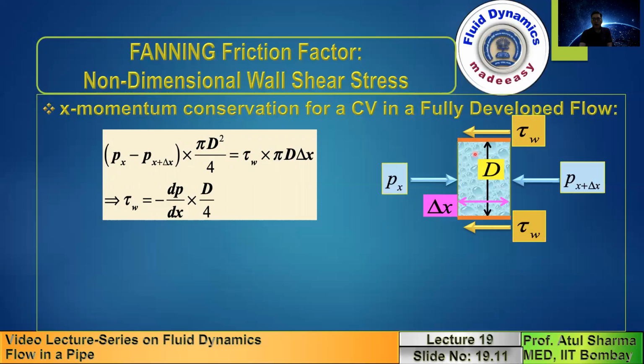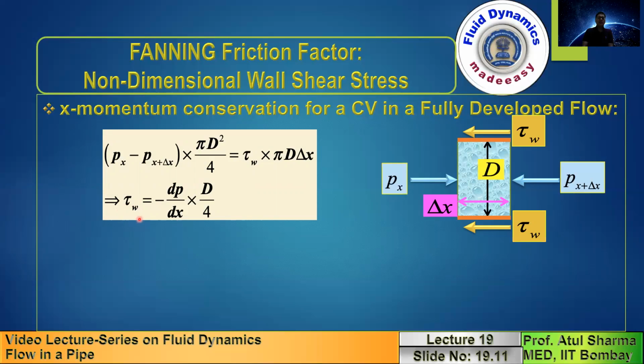So using a control volume analysis, a finite control volume corresponding to the complete cross section of the pipe, but with length delta x, we have obtained a relationship between the wall shear stress and the dimensional pressure gradient. And in the previous slide, we have an expression for dp by dx in terms of the average velocity. So we will substitute that expression here, and finally we will obtain an expression for non-dimensional wall shear stress.